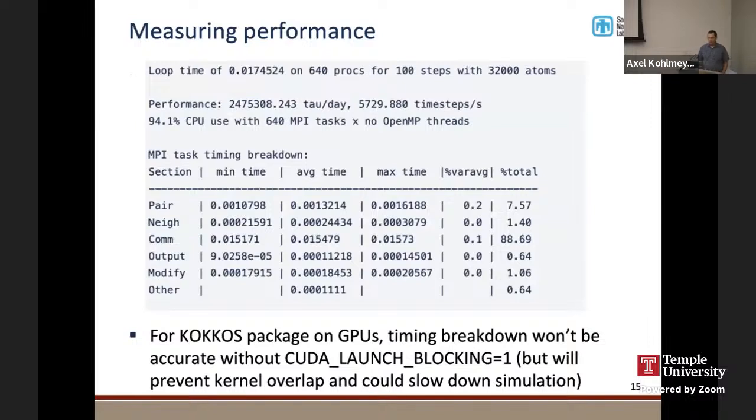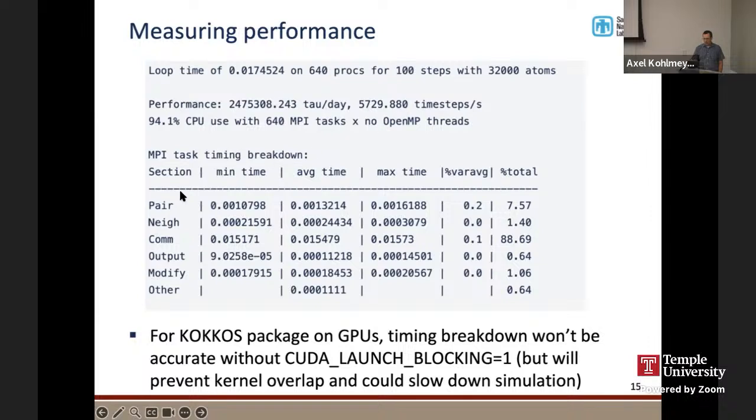Okay, so how do you know LAMMPS is running well, if it's fast or slow? So one thing you can do is look at the log file output. At the end of a simulation, you can look at the loop time. So this is the number of seconds it took, the number of processes it ran on, the number of steps and the number of atoms. You also get some performance output. So it says the number of time steps per second here.